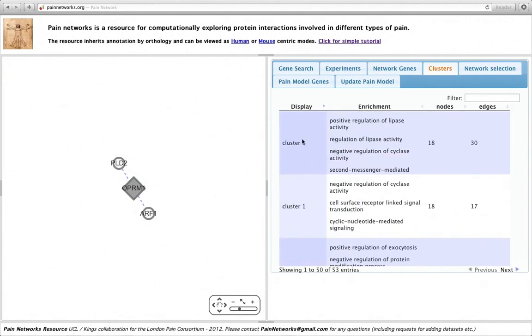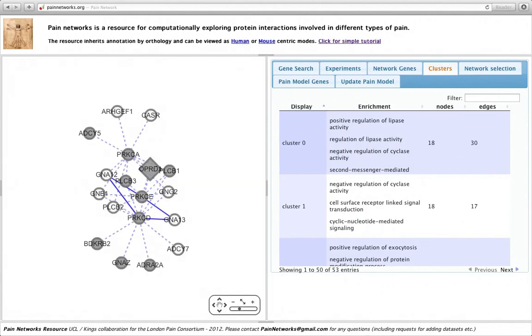And there's also details about GO enrichment, so what GO categories are enriched within this cluster. So this might be of use to researchers to know more about their genes of interest. Okay.